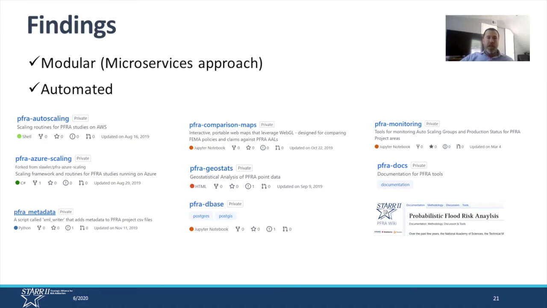So modularity and automation, I think we can definitely check those off. You can see here, as Murad mentioned, we use Git extensively for collaboration and version control, quality control to make sure everything was working and running well, and that we were all using the same tools in the same version. We had routines for auto scaling. You can see the Azure and the AWS autoscaling instance or repos there, metadata, comparison maps, databases, documents, monitoring, the website, the Git repo. We used it extensively to make sure that we had high quality services.